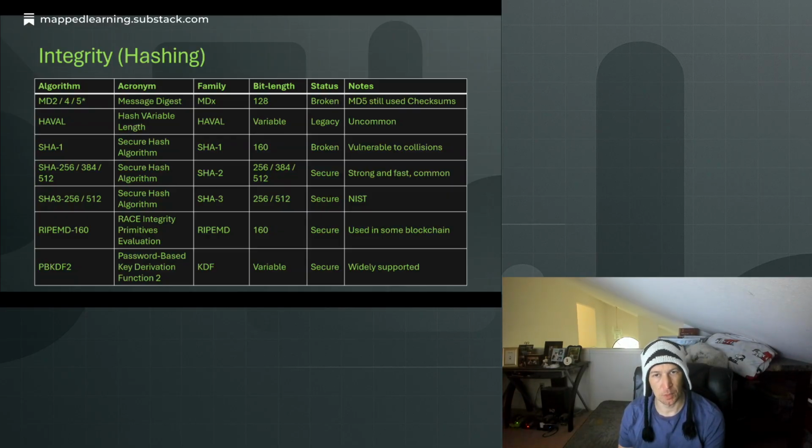Integrity, when I said making sure things are authentic. When we talk about integrity, we're talking about hashing. And no, I'm not talking about the hashtag hashing. And I'm not talking about the illegal substance. No. Hashing means that you are scrambling data, just like encryption, we're scrambling the contents of the data into a form that we can't read.